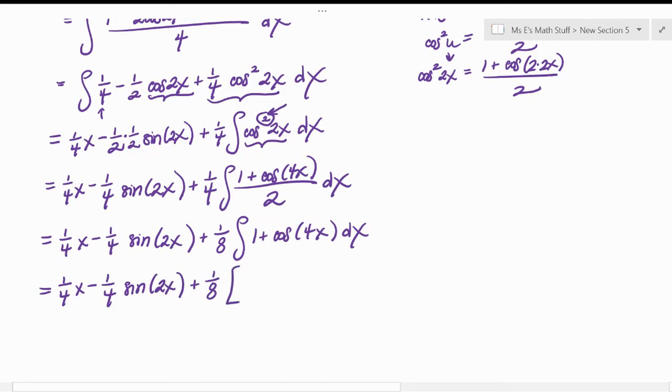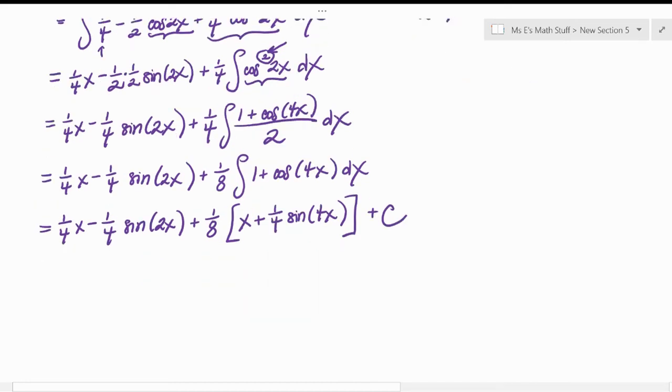Okay, 1/8 would need to be multiplied by the antiderivative of 1, which is x. The antiderivative of cosine 4x would be, derivative of sine is cosine, you'd need 4x in there. But if you take the derivative of this, you'd have an extra 4, which you didn't have. So you need a 1/4 there to cancel it out. Don't forget your plus C.